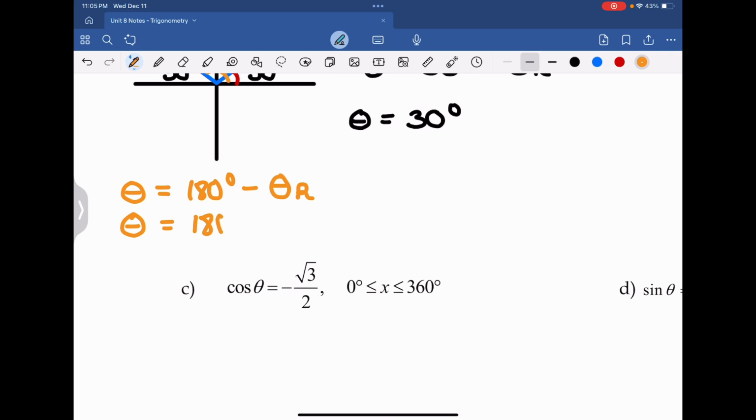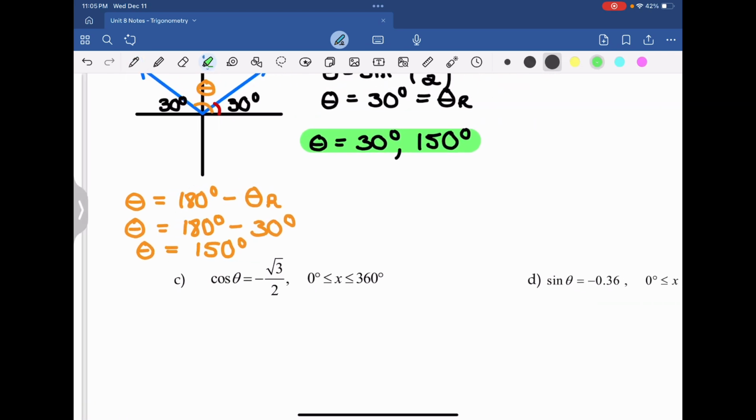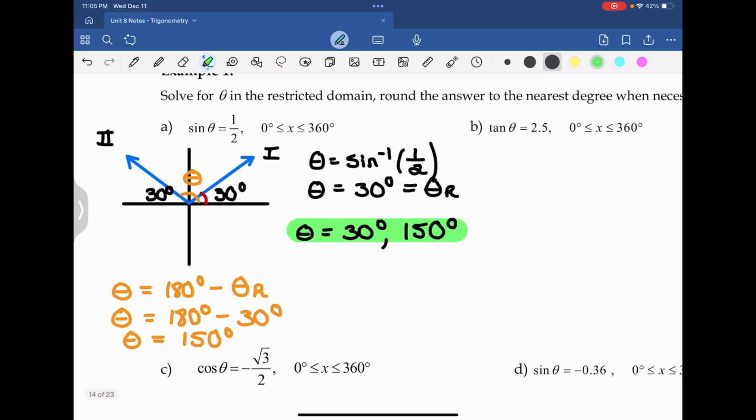Now, what is this equal to? Theta is equal to 180 minus the 30 degrees, which is the reference angle, and therefore the other theta we're looking for is 150 degrees. So the 2 solutions are 30 degrees and 150 degrees, where sine theta is equal to 1/2. That's how we would summarize that answer there.